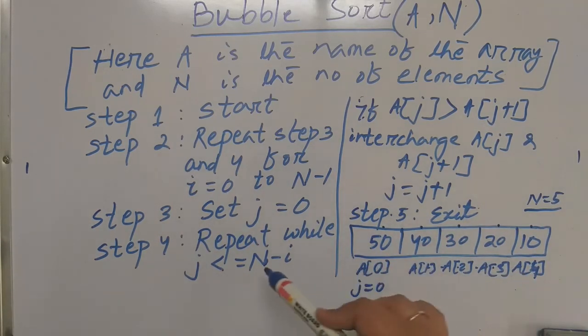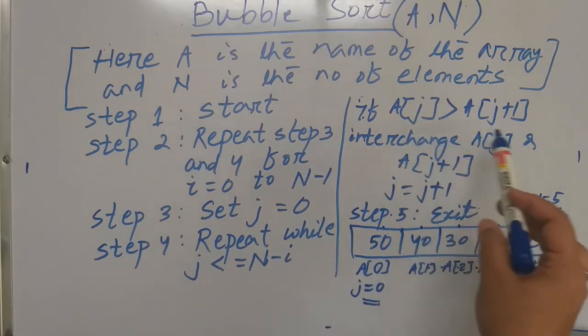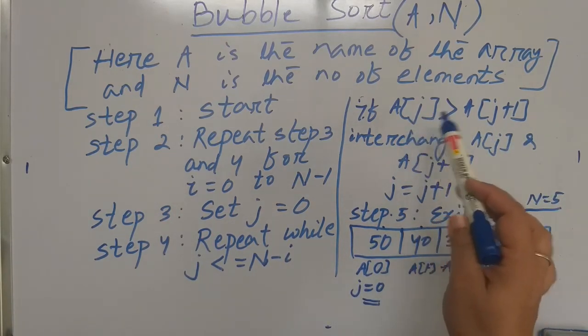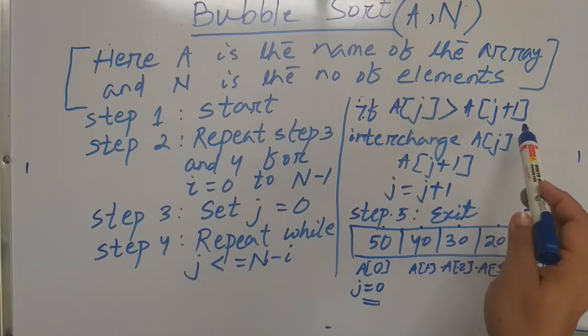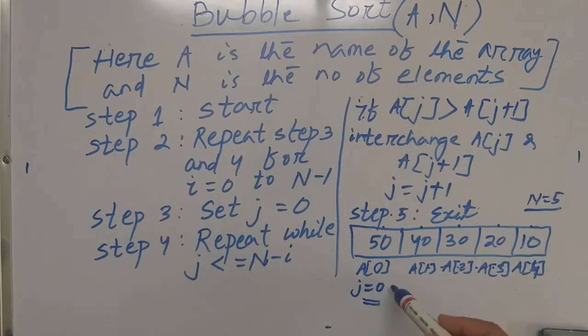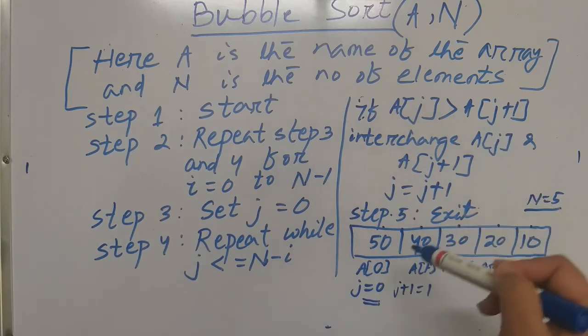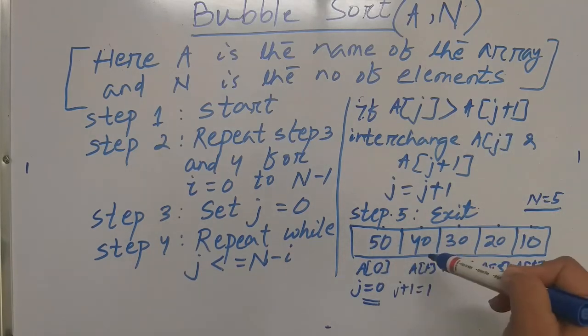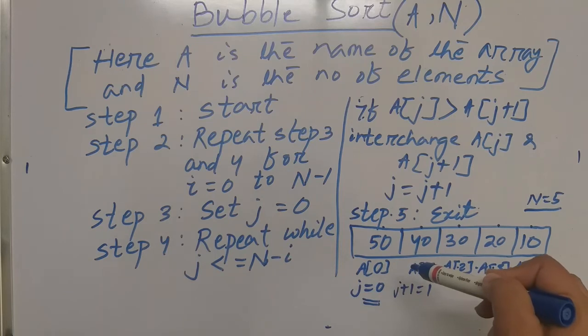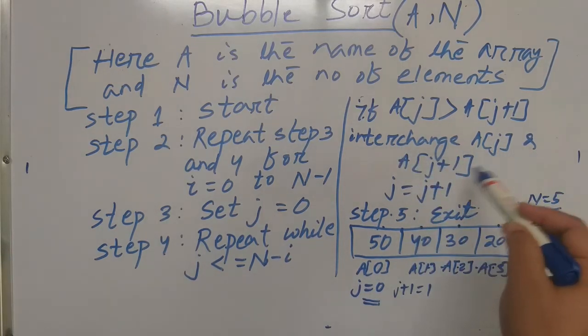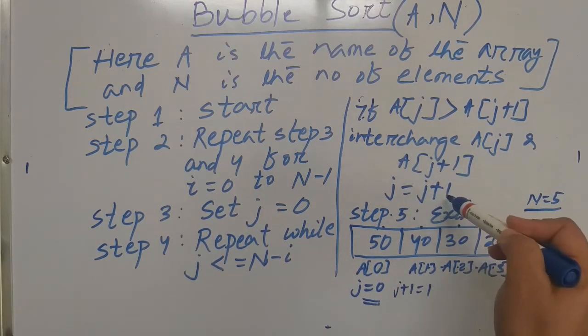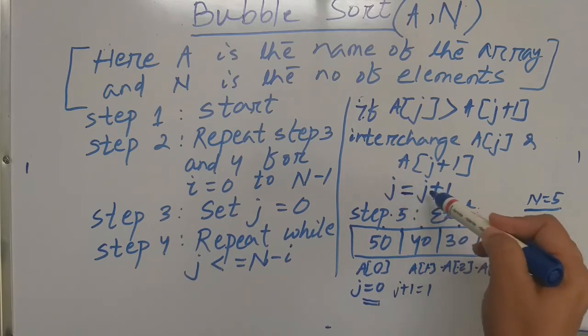Next, if this is the repeat, how do we interchange it? We interchange the j value with the j plus 1 value. Initially the j value is 0, so the j plus 1 is initially 1. So first we interchange 0 with 1. We interchange if aj is greater than aj plus 1. That means only if it is greater than, then we interchange. Otherwise we do not interchange it. So interchange aj and aj plus 1. Then we increment j: j equal to j plus 1.